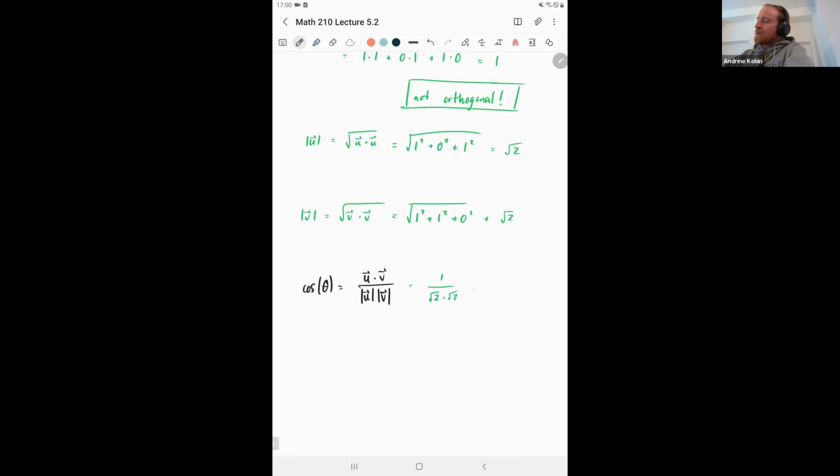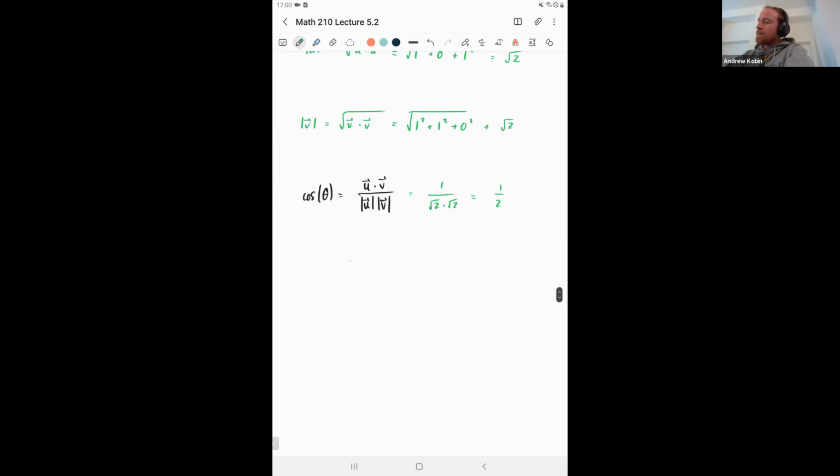So if I multiply that out, I'll get 1/2 for the cosine value. So cosine of theta equals 1/2. Can you now think of a theta angle on the unit circle that has cosine of 1/2? Well, if you think about it for a little bit, you'll end up getting pi over 3 as the angle in the first quadrant.